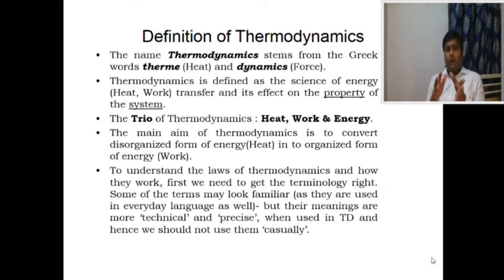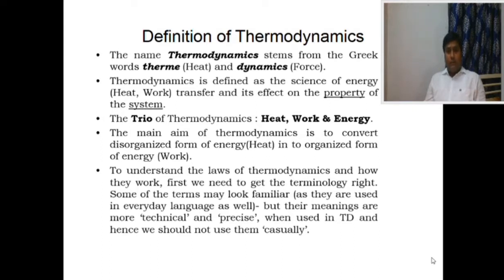Now coming to the definition of thermodynamics, the word thermodynamics originates from the Greek words thermi and dynamics. Thermi means heat, and dynamics is related to force. So we will define the subject as the science of energy transfer and its effect on the property of the system. In thermodynamics, we mainly deal with two kinds of energy transfer, heat interaction and work interaction, which we can also call heat transfer and work transfer.